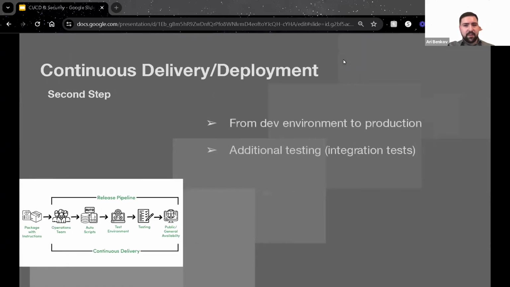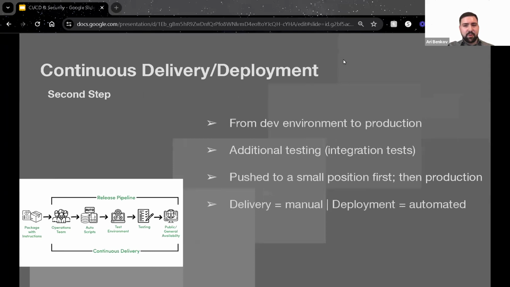If no tests fail, it enters the second half, continuous deployment or continuous delivery. Both of these terms refer to the process in which code is transferred from the dev environment to production. Most of the time, this is where integration tests are enacted. Once these tests are passed, the code may be pushed to a small portion of the user base and given a waiting period, typically for 24 hours. So long as no problems arise, the code is then pushed to the full production level environment.